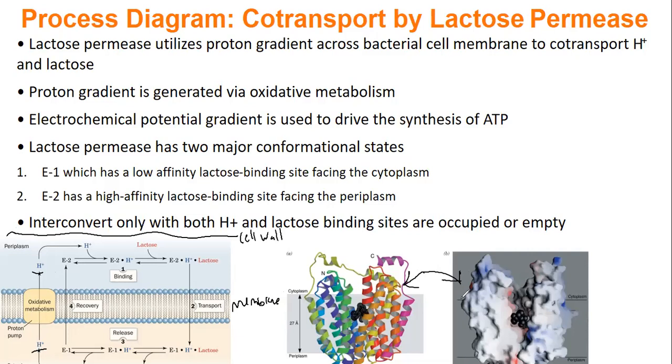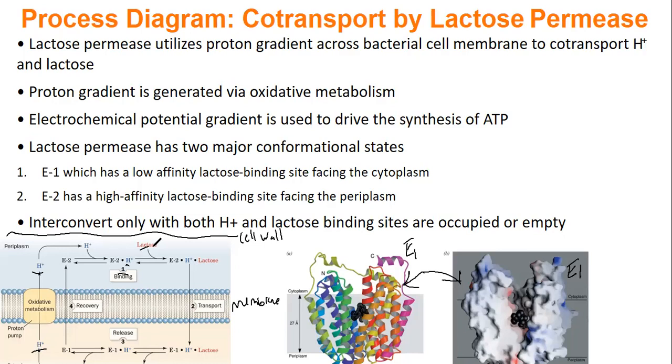So let's take a look at this process. We can start at step one. And like all of our other mechanisms, there's two different forms of our enzyme. We're going to call them E1 and E2. It's basically just talking about what side is open to where. So E2 is open to the periplasm. E1 is open to the cytoplasm. So if we look at the picture here, we're actually looking at the E1 version of our protein, because it is open to the cytoplasm and we have our lactose binding there in the middle. So step one, we have hydrogen and lactose binding to our protein, right?